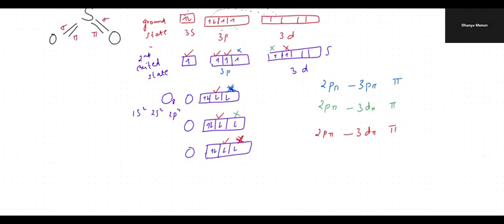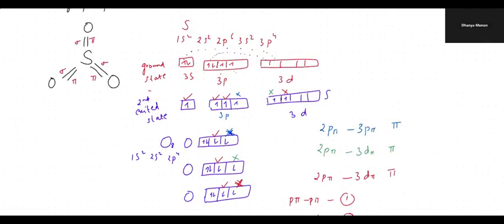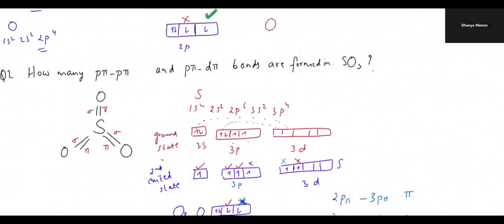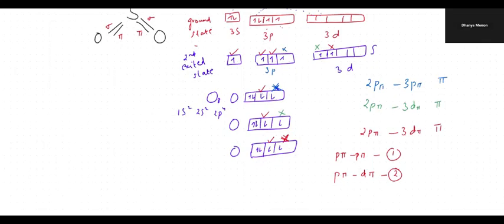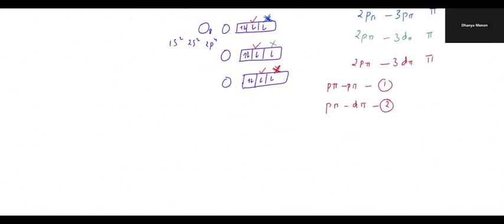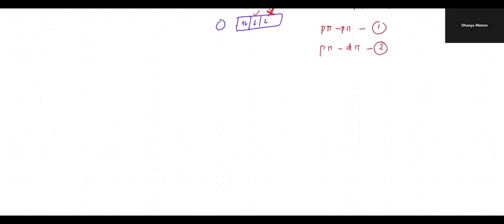So among the 3 pi bonds, p pi p pi bonding, how many are there? 1. And p pi d pi bonding, how many are there? 2. So what is the answer to the question? p pi p pi bond is 1 bond. p pi d pi bond, how many are there in sulfur trioxide? 2 of them. So we got our answer. So this is how we do. With practice, you can make it faster, even more faster.